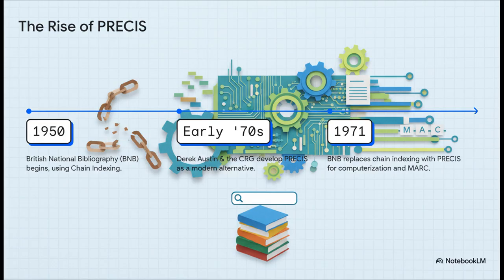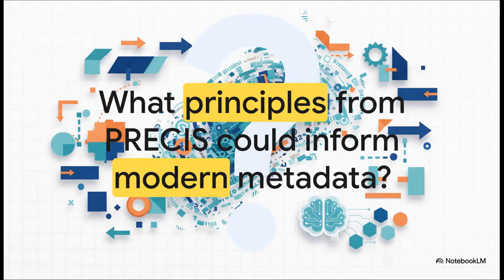It was designed from the ground up to take advantage of computer power to create a way richer, more robust index. And that brings us to a really interesting final thought. While the PRECIS system itself might be a product of the 70s, its core ideas, things like structured syntax, clear relationships between terms, and above all, the absolute preservation of context, feel more relevant today than ever. In our modern world of linked data, semantic search, and AI, what lessons can we still learn from this powerful and elegant idea? It's definitely something to think about.